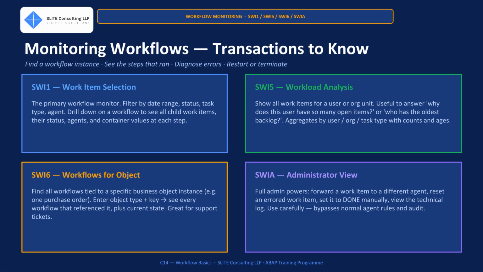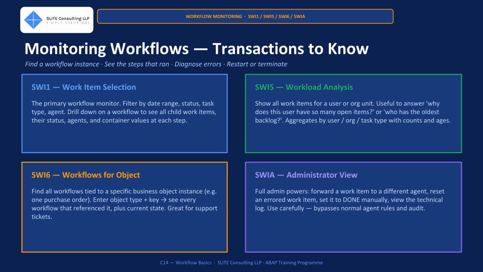Enter an object type and key to find every workflow that referenced a specific business object instance, plus its current state. Ideal for support tickets on a single PO. SWIA is the administrator view, with full powers to forward a work item to a different agent, reset an errored work item, manually set it to done, and view the technical log.